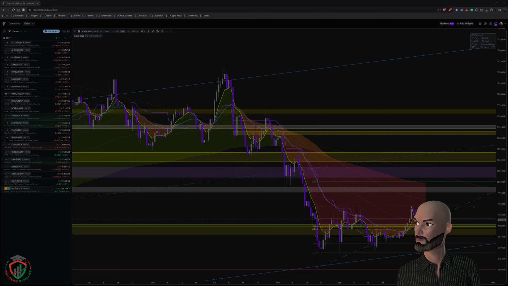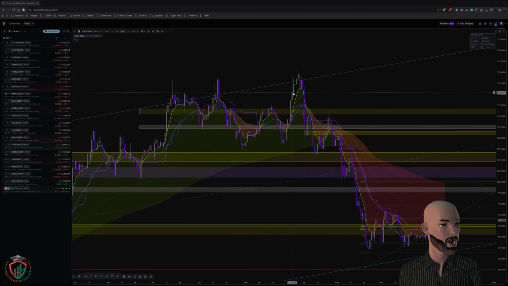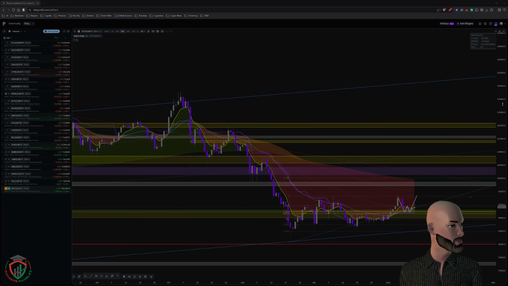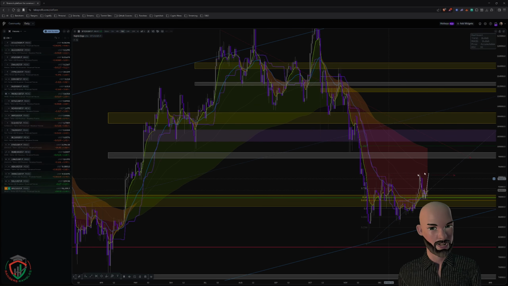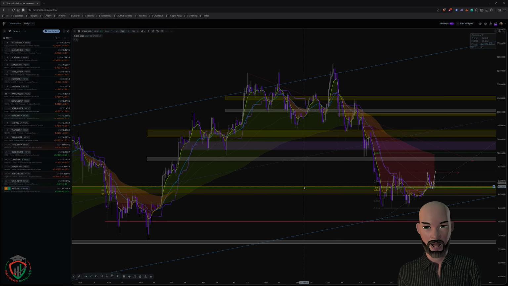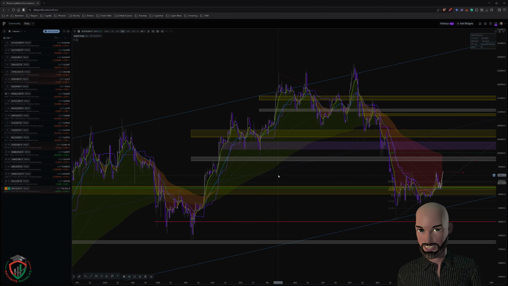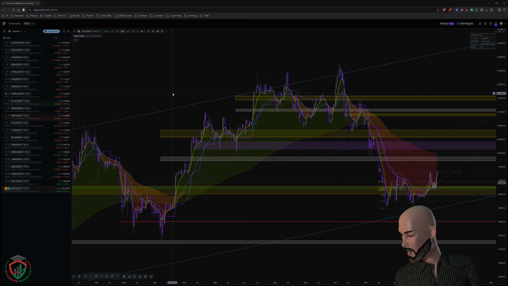So I want to go through Bitcoin a little bit today. I've been dying to sort of redo this chart somewhat. It's starting to look a little bit messy, and obviously I just want to redraw and go through the settings. Now I'm using Take Profit. Take Profit, amazing to be honest.